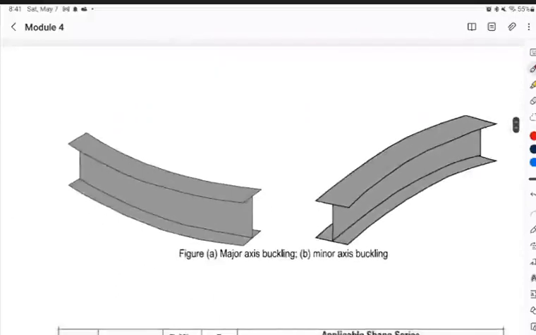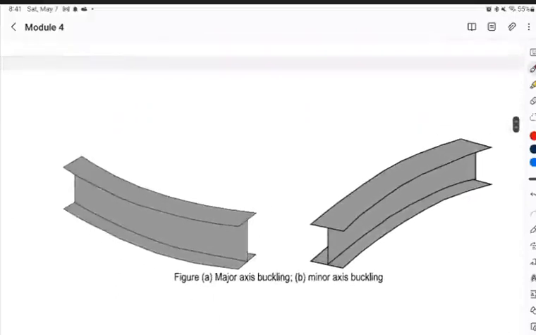Daming kandidato. Alright. Anong klase nyo mamaya kay Engineer Kadang?